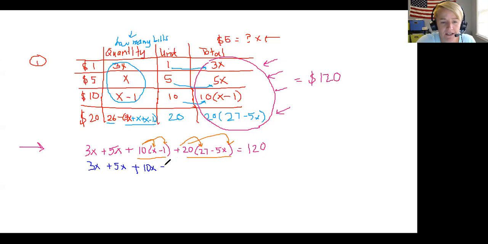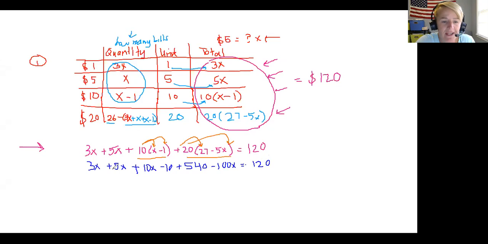Positive 10 times a negative 1 is just negative 10. And then 20 times 27, I already cheated and I know the answer is 540. I didn't know it off the top of my head. And then 20 times a negative 5x is negative 100x. So I have a lot of x's now to combine, and everything still equals 120.